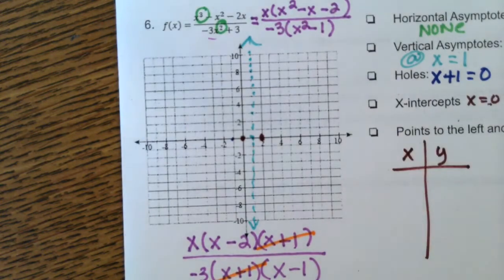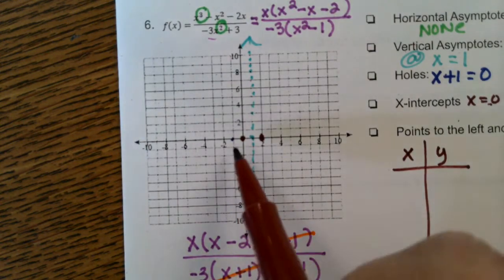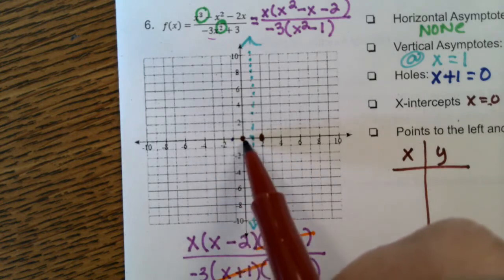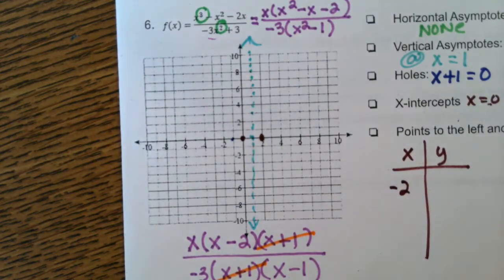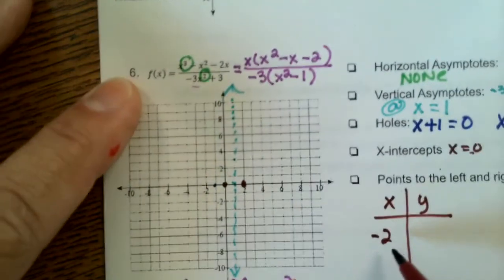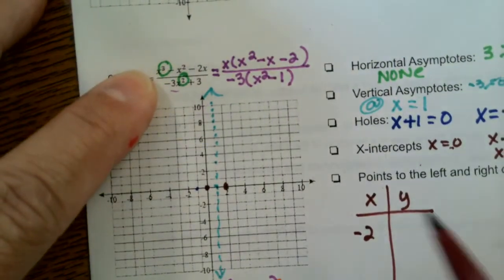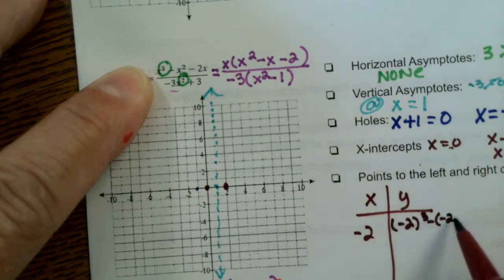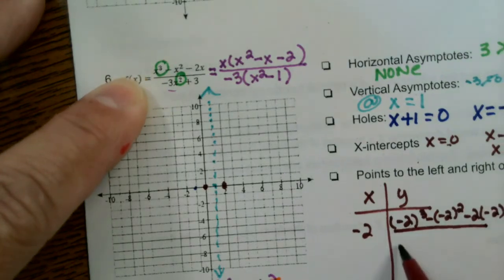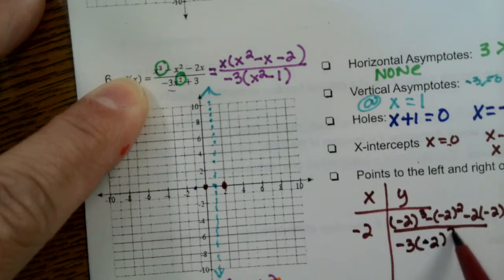All right. So I want to go to the left. Oh, we already have one here, don't we? So let's actually pick another point that's not 0. And we're not going to pick -1 because that's a hole. So let's pick -2 just to give us a better idea of what's happening. If I pick -2, plug this into my function, it's going to be -2 cubed minus -2 squared minus 2 times -2, all divided by -3 times -2 squared plus 3.